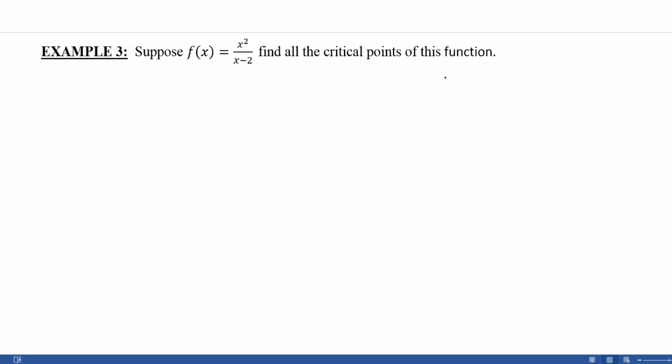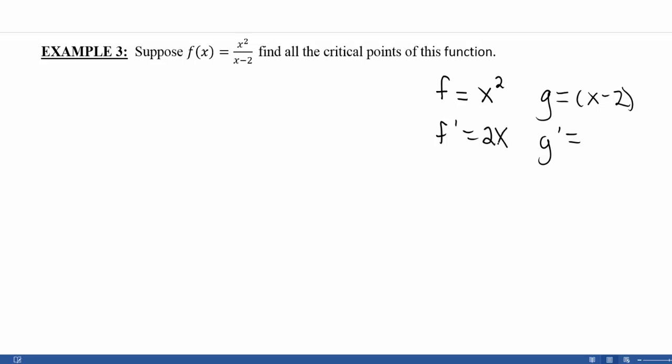So as a reminder, when we use the quotient rule, your top function we always call f. So that's my x squared. And the bottom function is always my g, which is x minus 2. Now I need to find each of their respective derivatives. So the derivative of x squared is 2x, and the derivative of x minus 2 is 1. So now I need to plug that into the quotient rule formula.